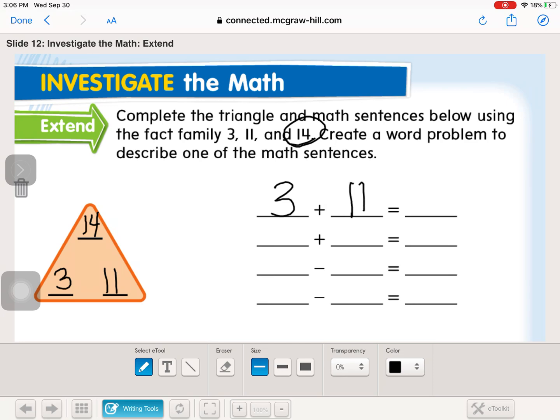My part plus part, 3 plus 11, and my other part plus part would be 11 plus 3, and then both of those are going to equal 14. And then for my subtraction, I have to start with my whole, take away one part, take away the other part, and I've got my fact family.